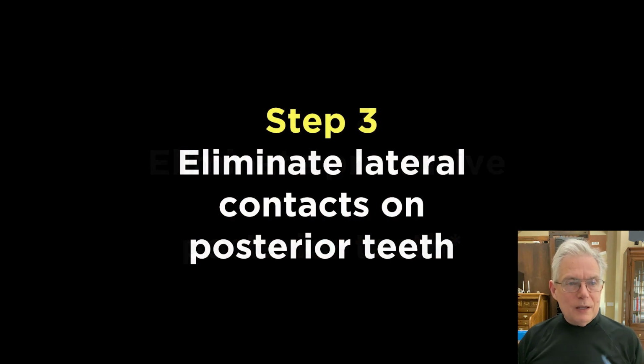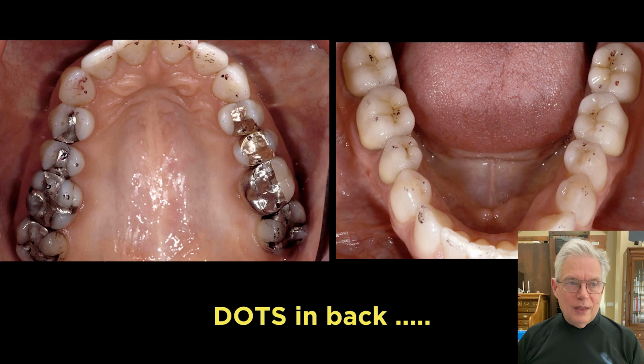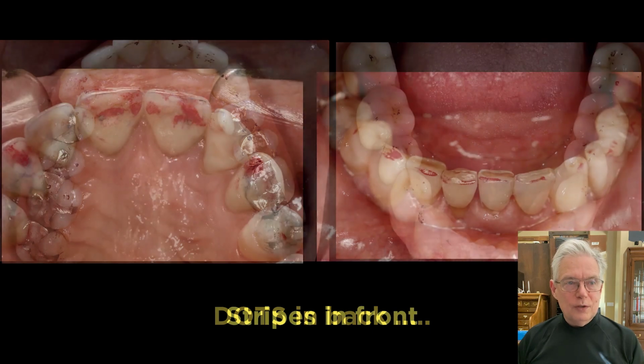Step 3, eliminate lateral contacts on posterior teeth. Step 4 is eliminate protrusive contacts on posterior teeth. In other words, slide around in red, tap, tap in the color. If you've got all the dots you want in the back, remove those other colors. I want stripes in the front. That's a mutually protected occlusion. That's what we're looking for.